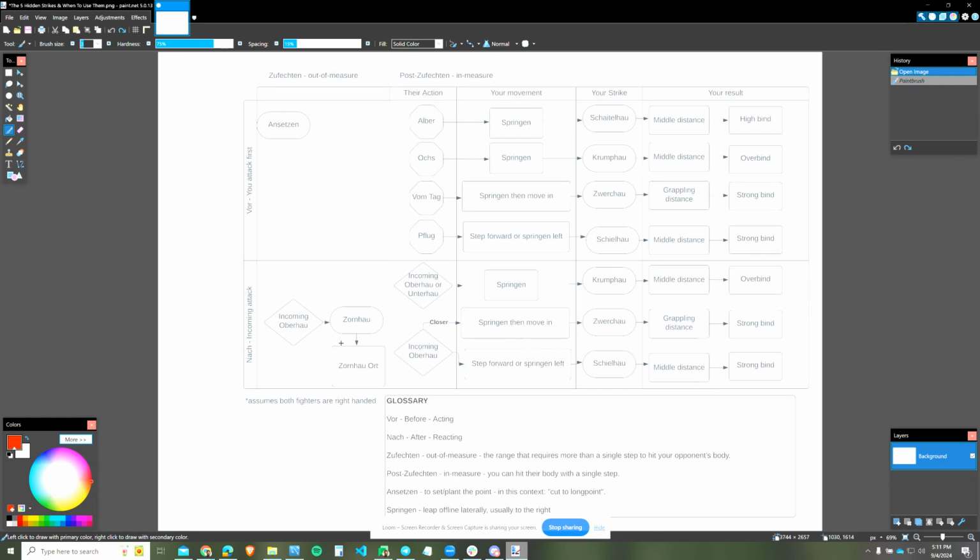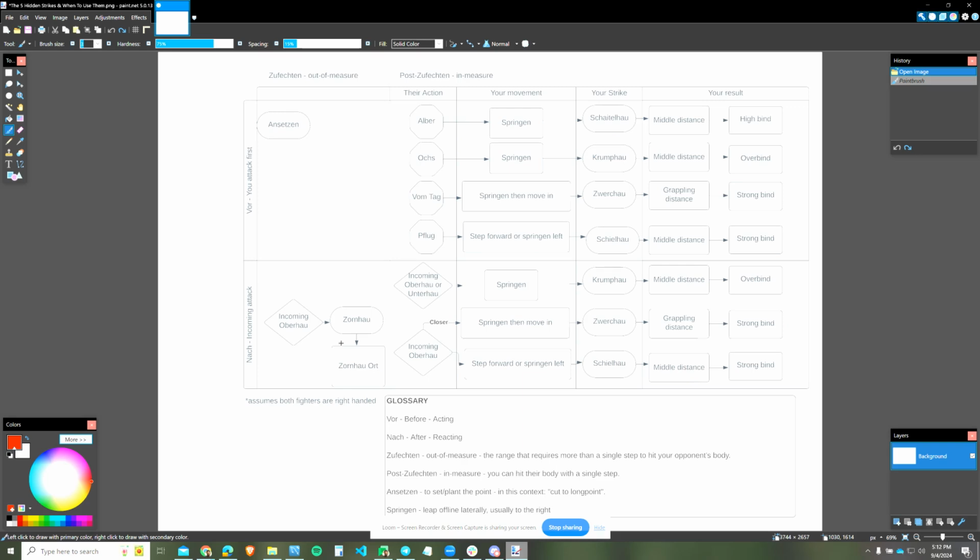So if they're in Ochs, you spring in, you Krumphau, you end up in middle distance, and you end up in an overbind. What that means is that you still aim to hit them, not their sword. So, for example, if you're attacking Ochs, you might go for the hands or the forearm, but immediately after, I would cover their blade with yours. You have an overbind, and you're likely in a position of advantage there.